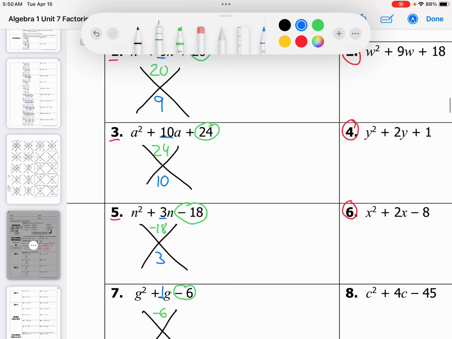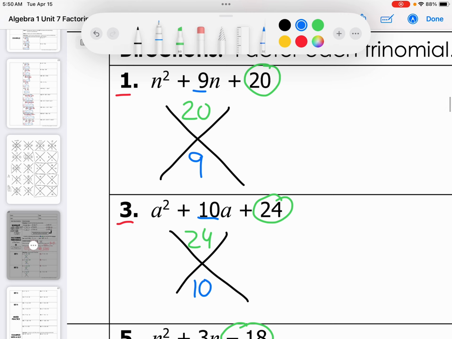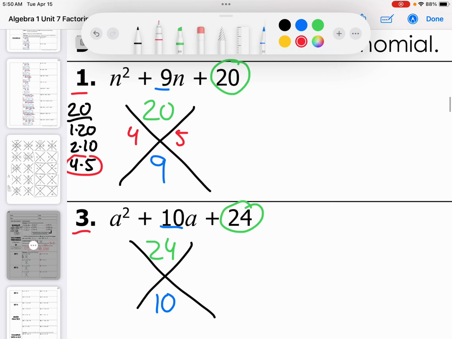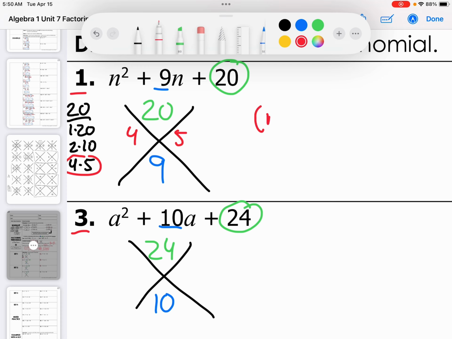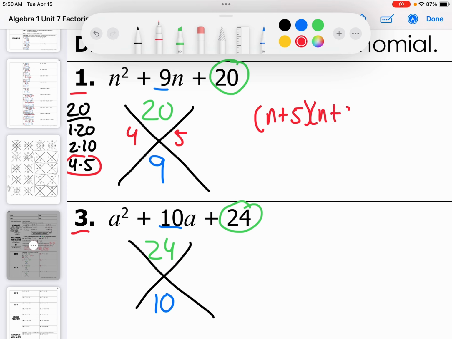Now that we have our x's set up, what we need to do is find the numbers that multiply to the top and add to the bottom. So I need to find numbers that multiply to 20. That's 1 times 20, 2 times 10, or 4 times 5. Then we need to find the ones that also add to 9. That looks like 4 and 5. 4 times 5 is 20. 4 plus 5 is 9. So this is going to give me factors n plus 5 and n plus 9.